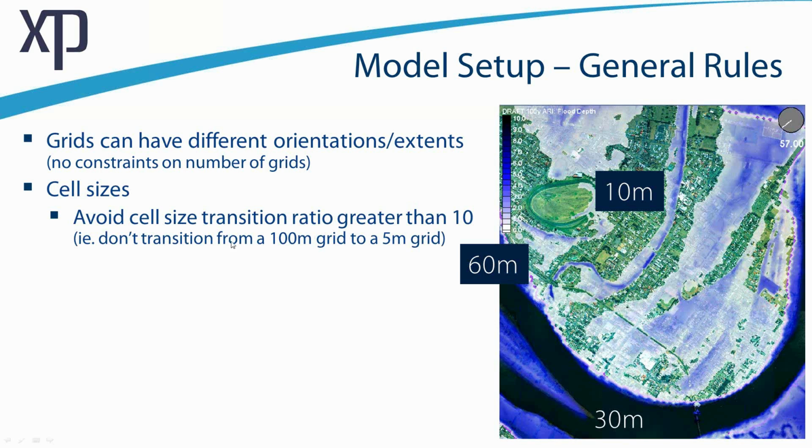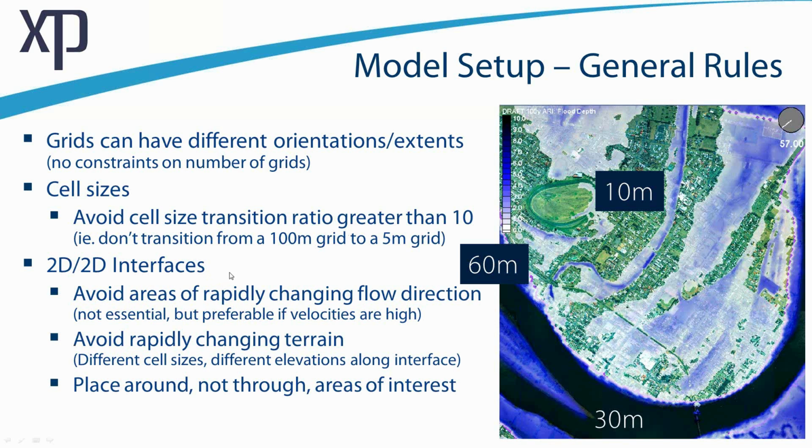So for example, it's not good practice and you'll have problems if you try to go from a 100-meter grid to a 5-meter grid. In the example on the right, this model has a 10-meter grid through the town. There's a 2D interface line along the levee, which is about a 3 or 4 meter drop into the town, transitioning to a 30-meter grid in the river. And then those 10 and 30-meter grids are actually nestled inside a much larger 60-meter grid model of the river system. So if you do need to go from a large to small grid size, have several domains.